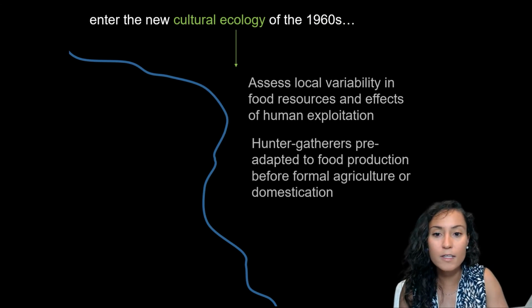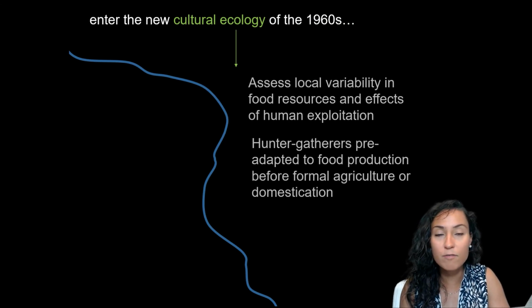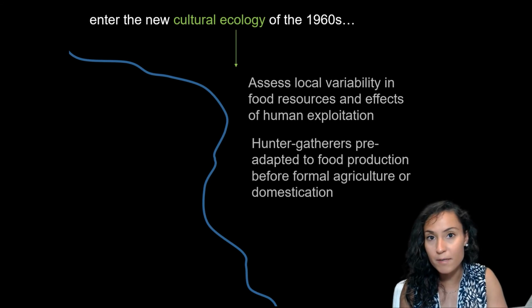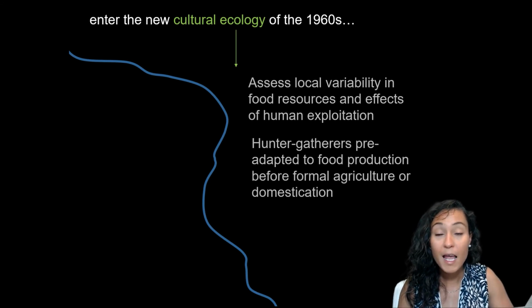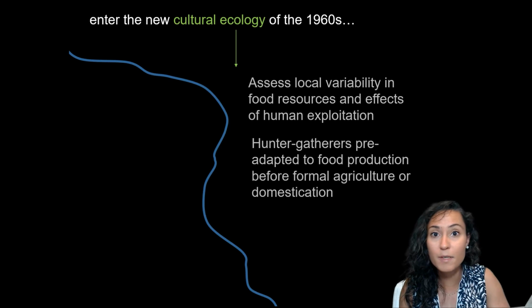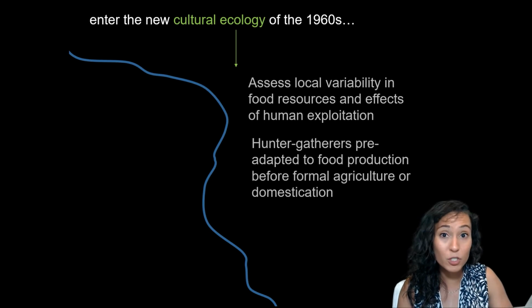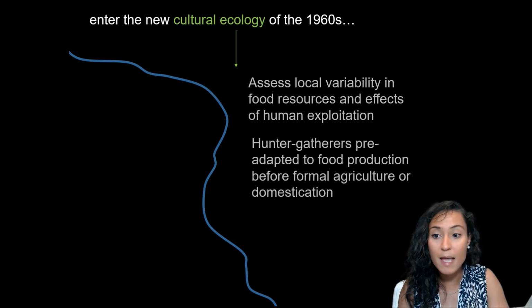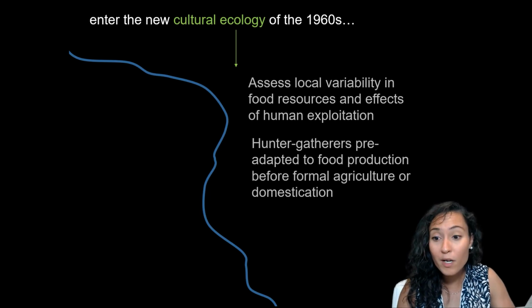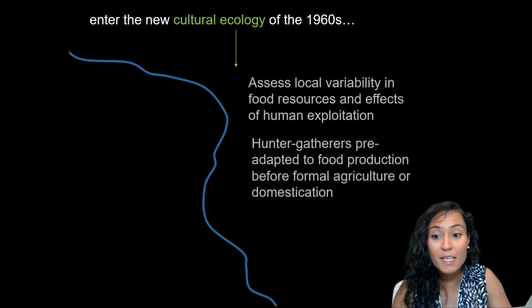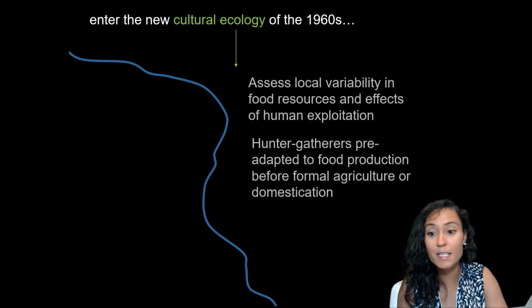Cultural ecology theories focused on ecological factors such as local variability in food resources and the interactive effects of human exploitation. These theorists developed multivariate models which took into account the reality that many early Holocene hunter-gatherer societies were more complex and were adapted to food production before anyone started planting grain or penning animals.